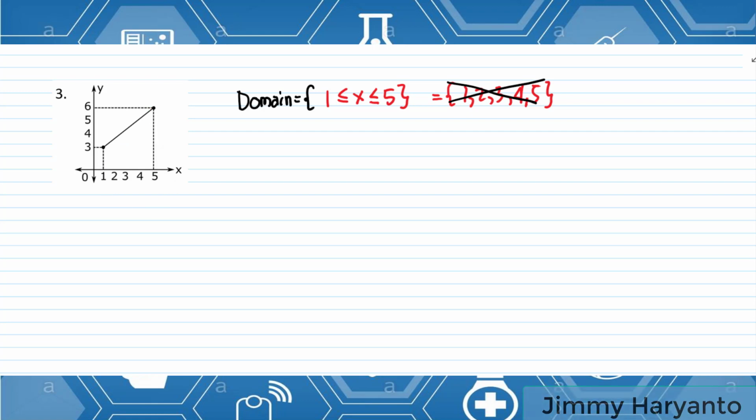Next is the range. For the range, you have to focus on the y. Yeah, so the y starts from 3 and then the line ends at y equals 6. So I can say that the range is between 3 and 6. Range: 3 less than or equal to y less than or equal to 6. Yeah. Remember this inequality notation, I already taught you in the first chapter.